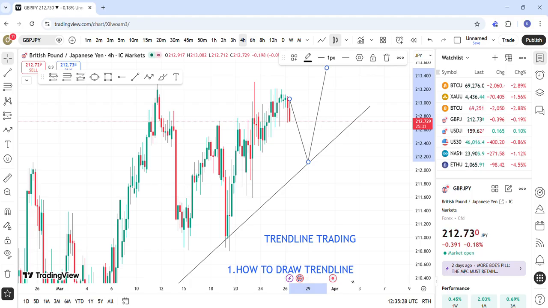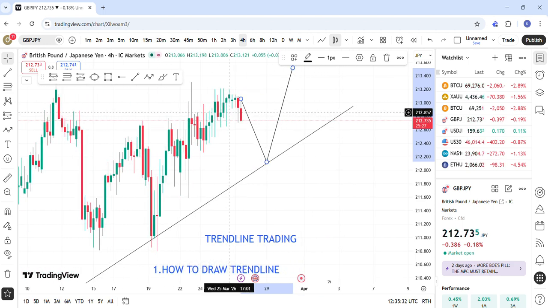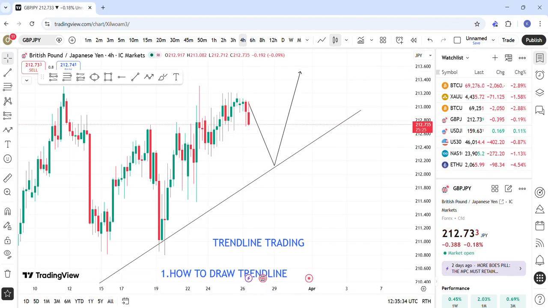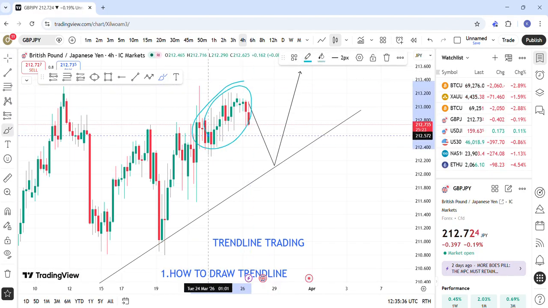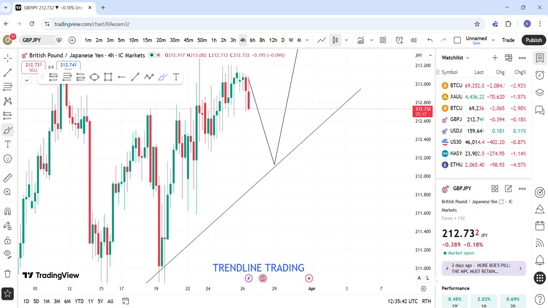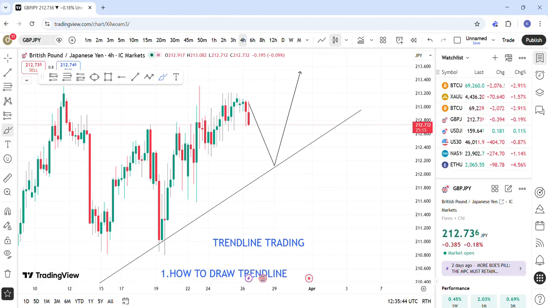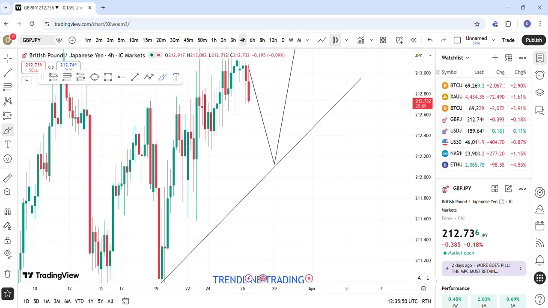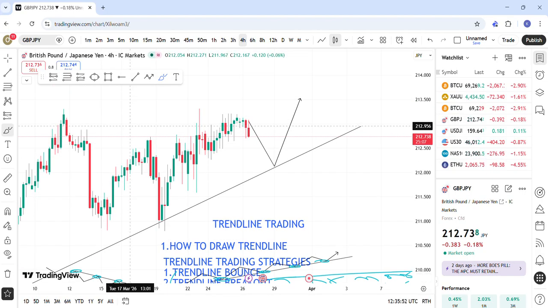So I'll quickly explain the trend line bounce and I'll explain the trend line breakout. There's a trend line breakout around here that I caught, but I'll be explaining that in the next video, that's not for today. So see the trend line bounce here. For you to catch a trend line bounce, first and foremost, you must have appropriately drawn out your trend lines very well, just like the one you're seeing on my screen.